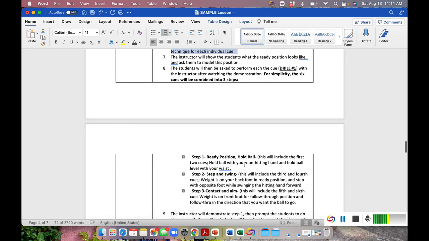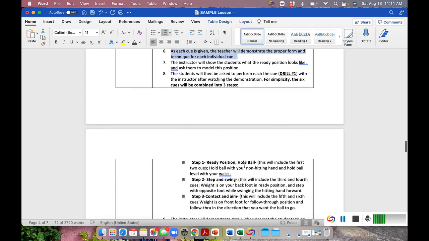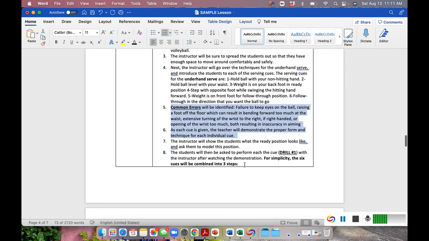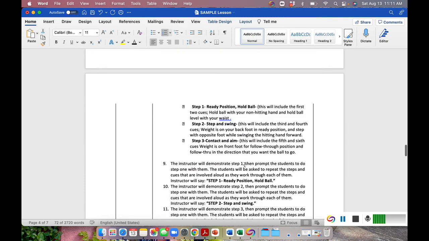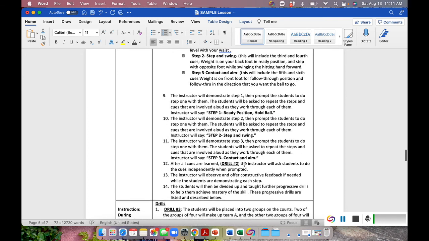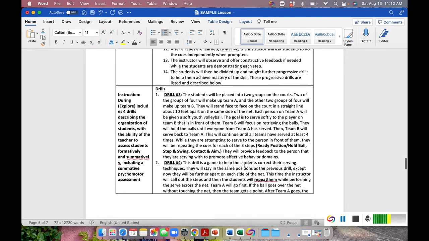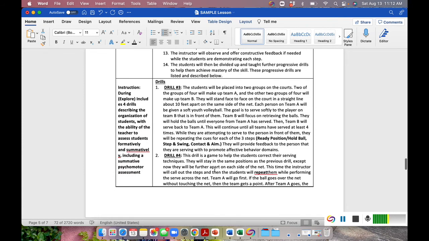Okay, you'll need to have drills and activities in each lesson. So what are you going to be teaching? You don't just jump right into a game. You need to have lead up activities to teach the students the actual skill. Okay, so this person did a fantastic job of outlining all the different drills that they're going to be using.